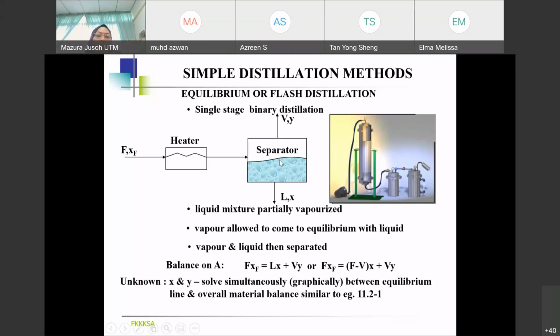Okay, so single stage binary, they akan heat and then the liquid mixture partially vaporized. So the vapor will be allowed to come into equilibrium with the liquid and then separate it, and then you can do your balance as input equals to output, and then you dapat macam ni. So this is also unknown X and Y. You will solve it simultaneously between equilibrium line and overall material balance, similar to the example that you did just now. This is for simple distillation method, which is also called a flash distillation.